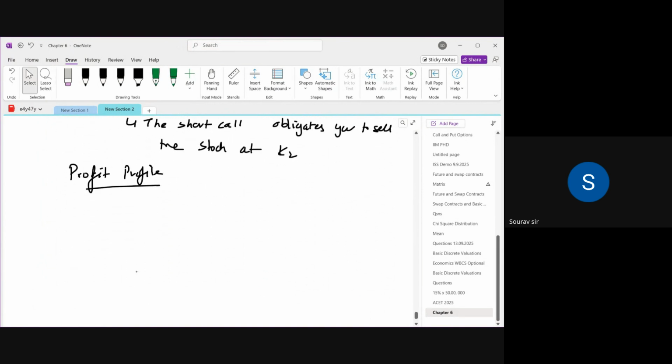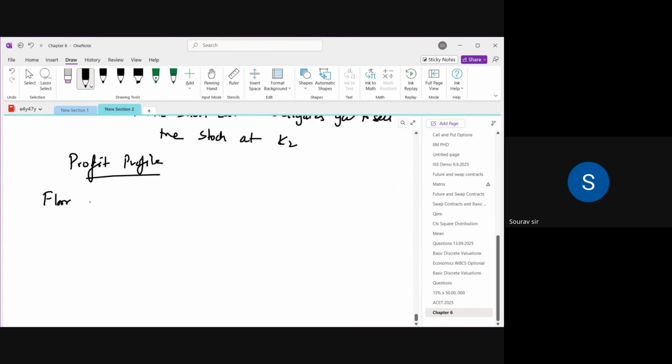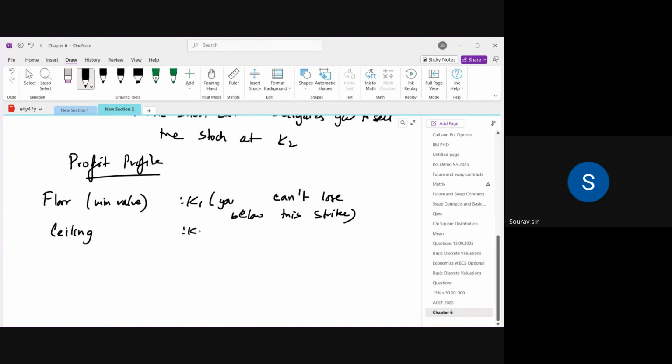Floor, minimum. So that is K1. You cannot lose below the strike K1. If it is ceiling, then maximum value, so it is K2. You cannot gain beyond this strike, and it is beyond K1 and K2. So you write stop.